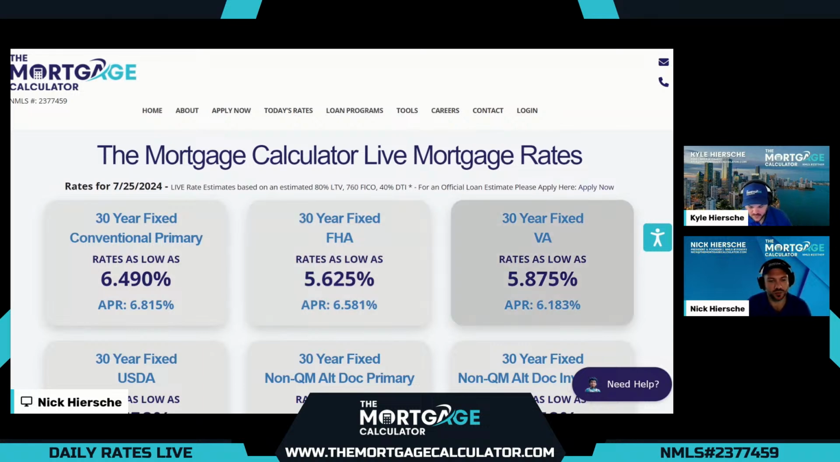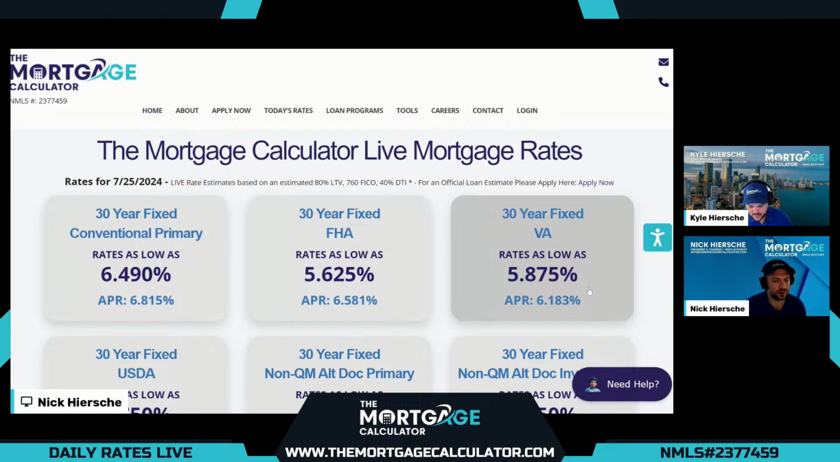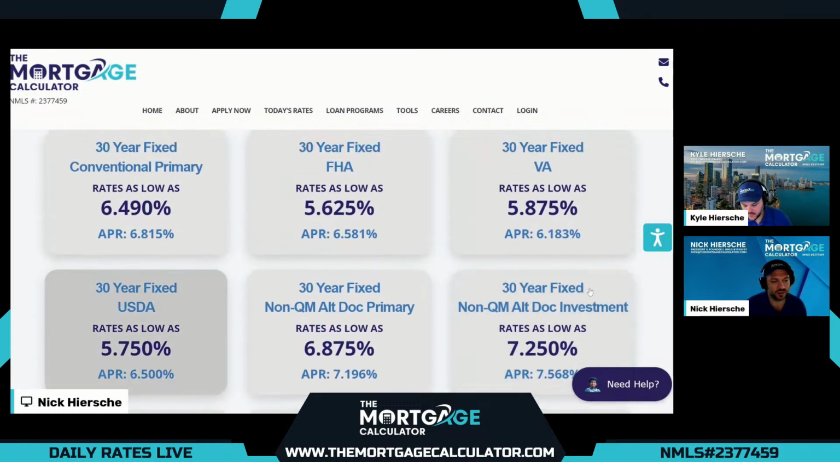VA is only for eligible service members, active service members, and veterans. If you are eligible, these are amazing programs. Rates today come in at 5.875, final APR with standard funding fee 6.183. So notice if our customer qualifies for VA, it's definitely better than FHA and conventional when you compare them side by side there. So great option for our eligible vets.